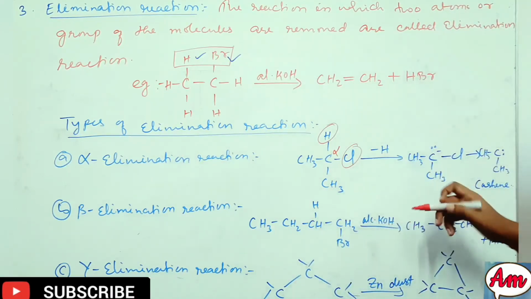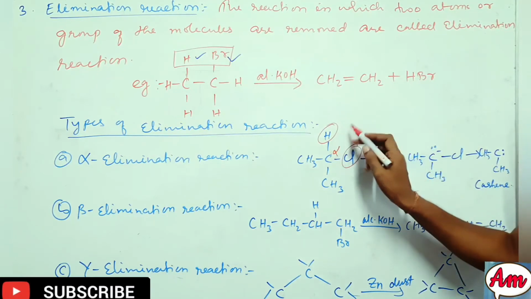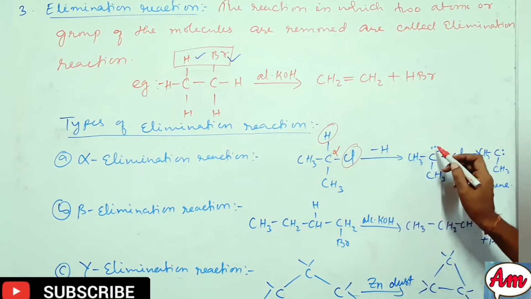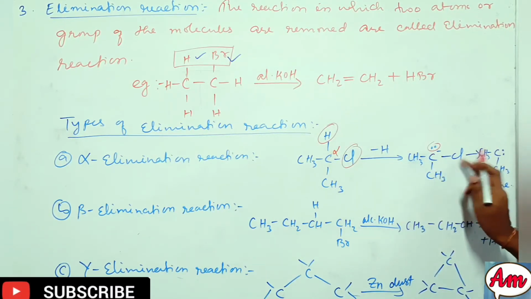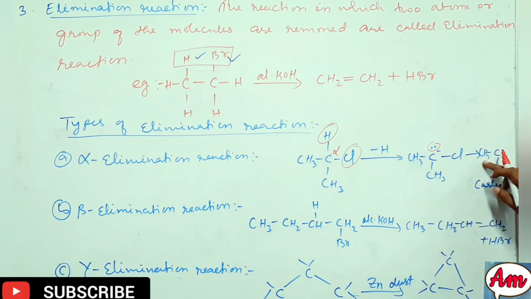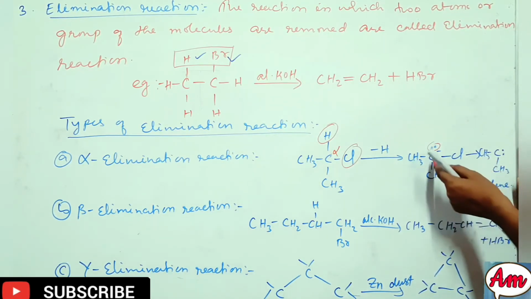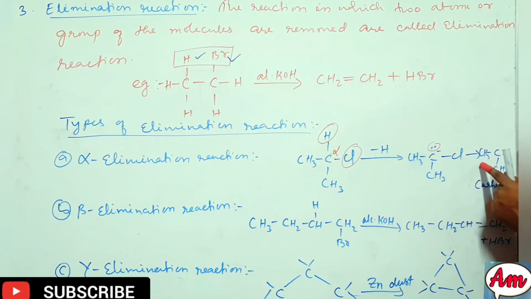You see minus H. So right now this bond is broken, a hydrogen is removed. So carbon has got the 2 electron, negative chlorine. In the next step again we have removed what? Chlorine. From which position? From the alpha position. So last what we are getting? CH3, CH3 double 2 lone pair of electron. This is called as carbanion.